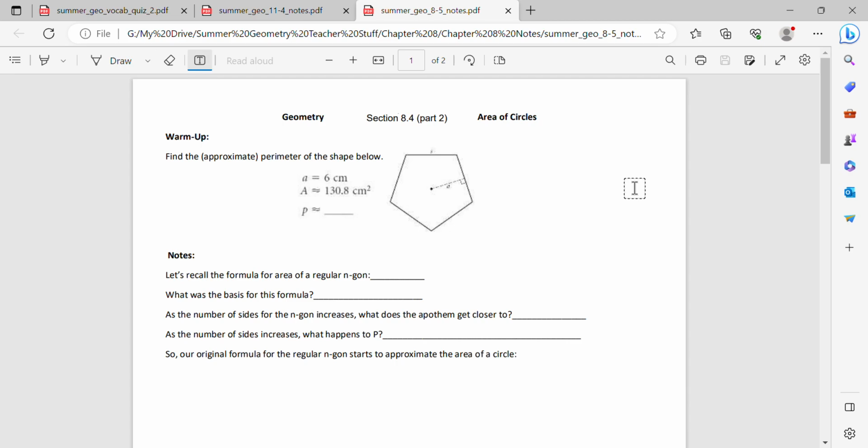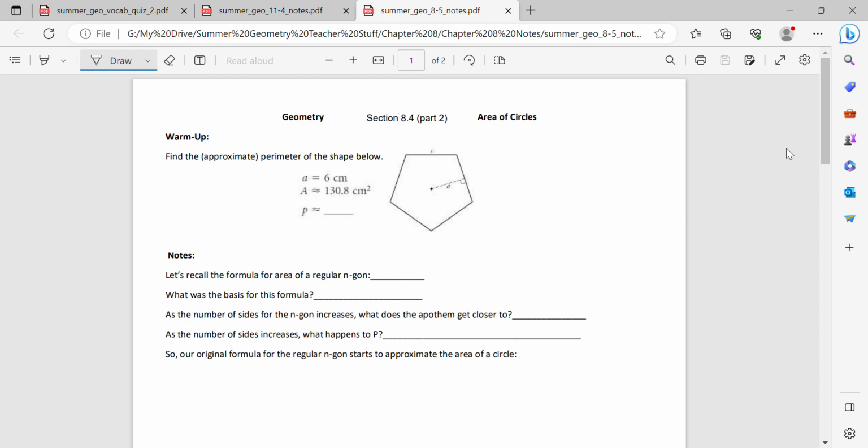All right, hi everybody. There was a little technical difficulty there. So in this video, we're going to take a look at lesson 8.4 part 2, which is going to be area of circles. So we're actually going to use the area of a regular polygon to help us figure out the area of a circle formula. So before we do that, let's go ahead and do a warm-up.